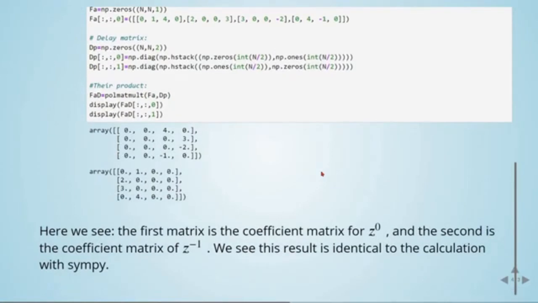You see that the first matrix is the coefficient matrix for z to the power of 0, and the second is the coefficient matrix for z to the power of minus 1. So z to the power of 0, z to the power of minus 1, and we see that this result is identical to the calculation using symbolic mathematics.